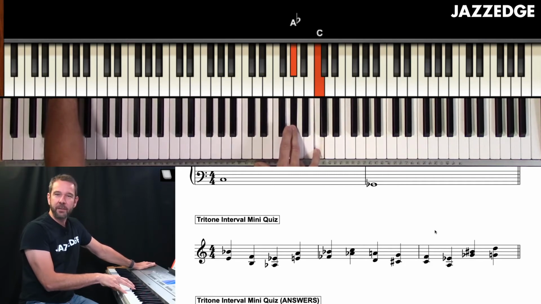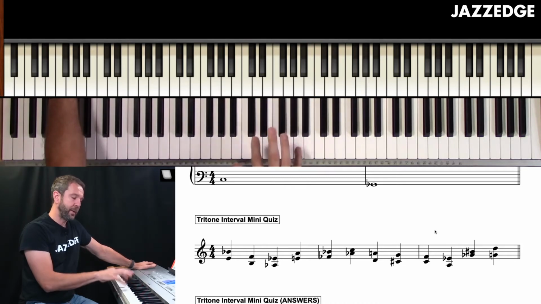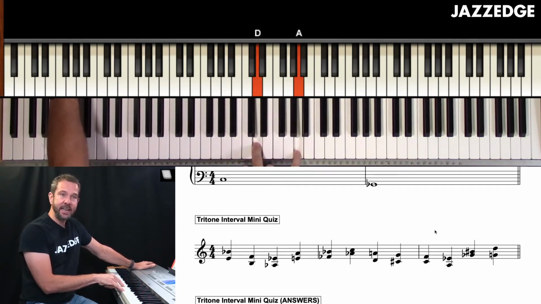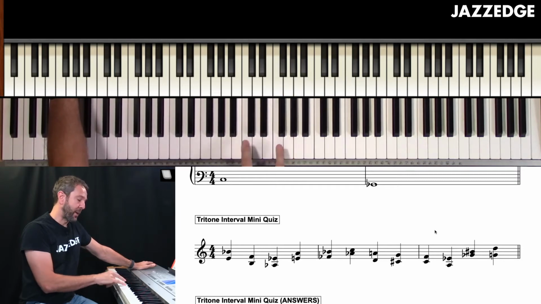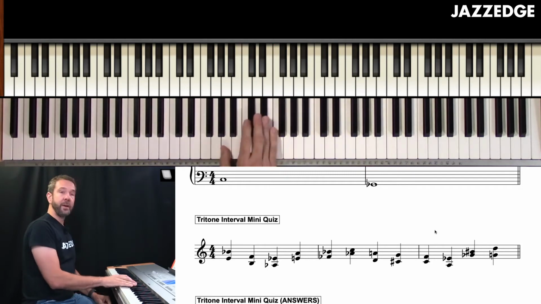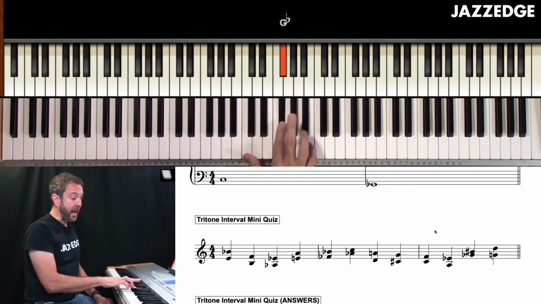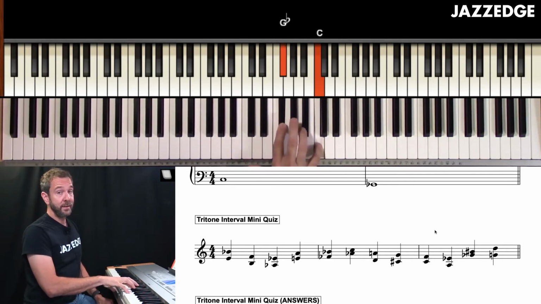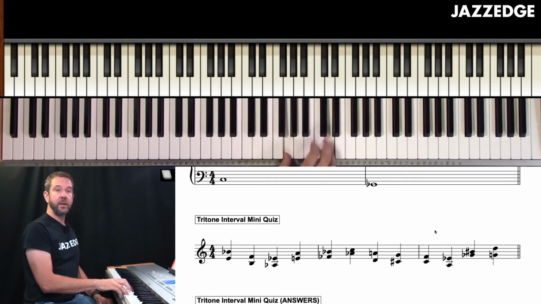Now, some of these you might even be able to hear whether or not it's a tritone or not pretty quickly. What about this one? D and A. D and A. Next one? C sharp and G. C sharp and G. Next one? C and F. C and F. Next one? A and E flat. A and E flat. Next one? G flat and B sharp. How about that? And then finally, we have G and D.